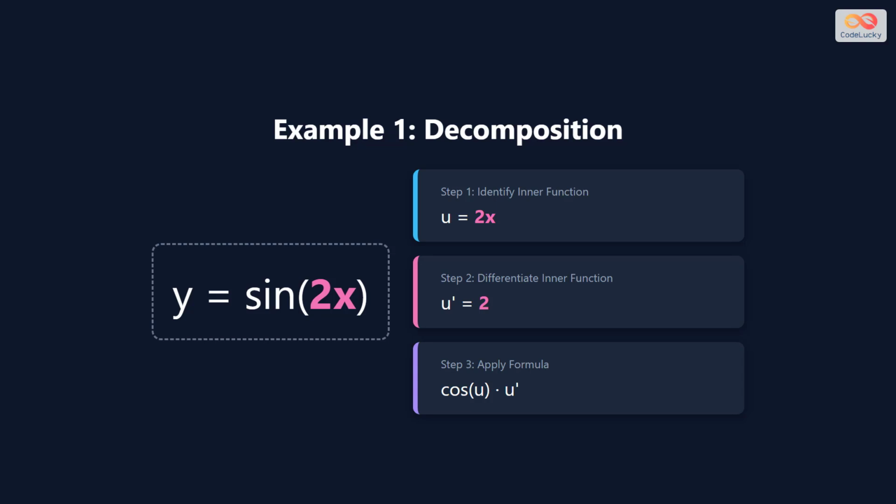Let's look at a simple example. Sine of 2x. First, we identify our inner function u. In this case, u is 2x. Next, we find the derivative of that inner function. The derivative of 2x is simply 2. Now we have all the parts we need to apply the formula.